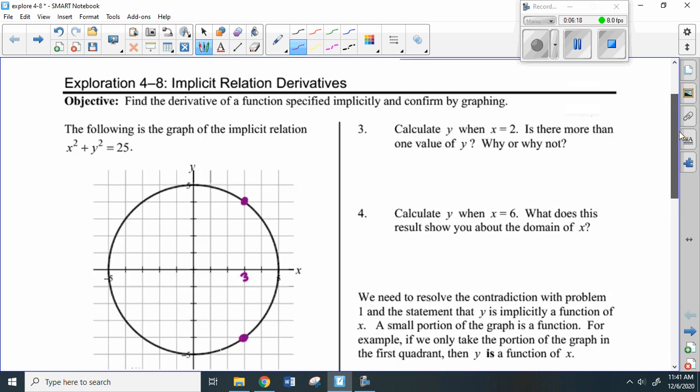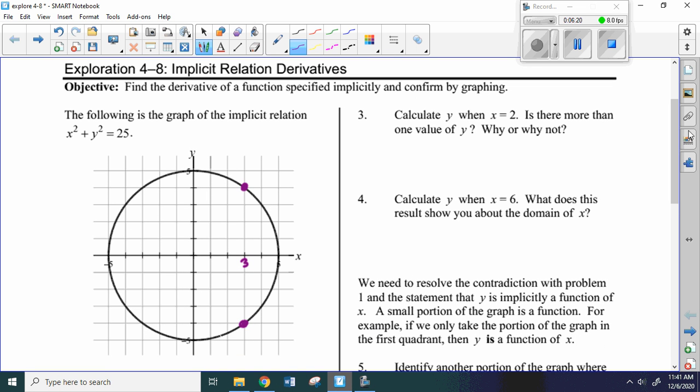All right, so now we're going to start talking about some other things. It says calculate y when x is 2, okay? So if x is 2, we're using this equation here, we get 4 plus y squared equals 25. We're going to solve real quick. y squared equals 21, and so y equals plus and minus the square root of 21. All right. And it says, is there more than one value of y? Yes, because we took the square root, so we have plus and minus.